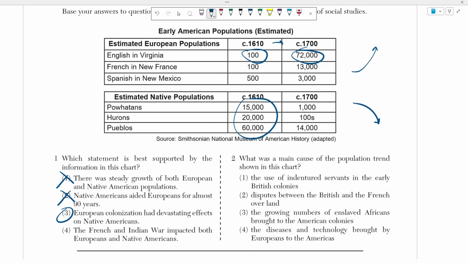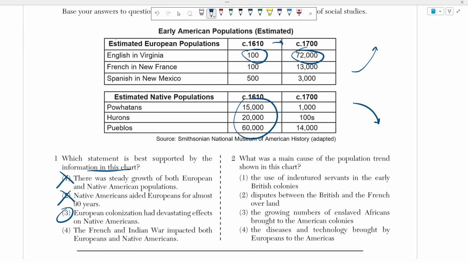We don't know how this decrease happened, right? We can assume, we can use our knowledge of U.S. history and say, well, yes, Europeans would have fought over the lands with native populations and would have kicked them out, or they would have spread diseases and had superior technology which would have wiped them out in any sort of conflicts. But we need to say the statement that is best supported by the information in the chart.